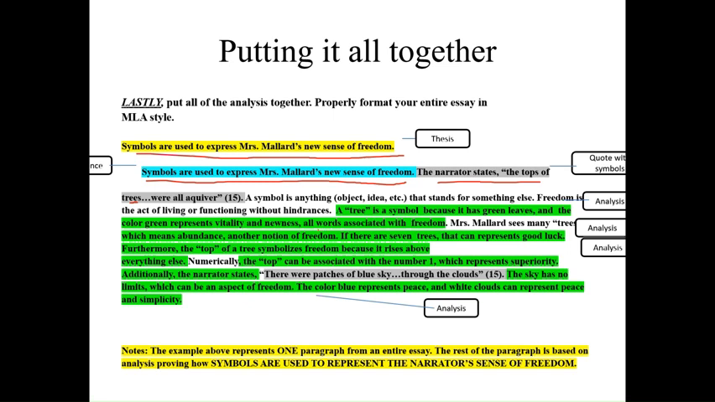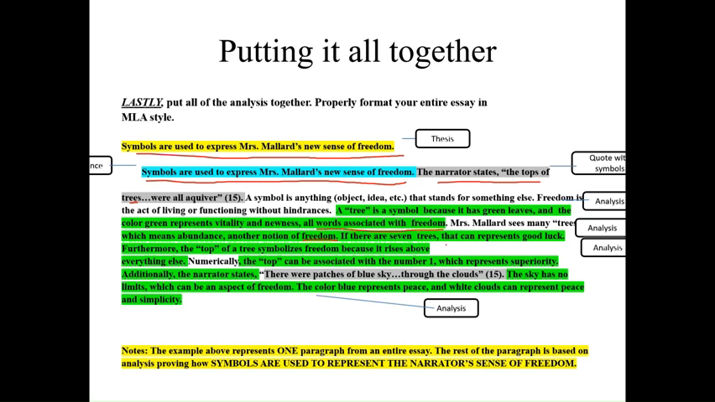All words associated with freedom. Notice how we keep going back. We have to go back and connect our analysis to the main idea, freedom. Miss Mallard sees many trees, which means abundant. Many means abundance. Another notion of freedom, abundance, freedom. When you're free, you have a lot.